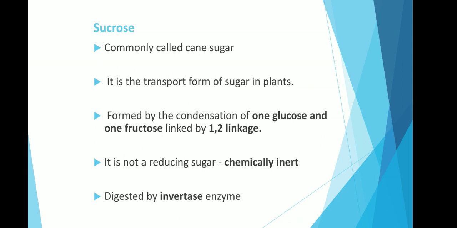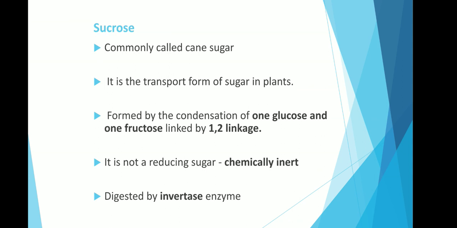Sucrose is a disaccharide. It is commonly known as cane sugar and it is a transport form of sugar in plants. It consists of two monosaccharides. Which are the two monosaccharides present in the sucrose? Glucose and fructose. Name the linkage present in the sucrose. 1,2 glycosidic linkage. And it's not a reducing sugar, so it is chemically inert.